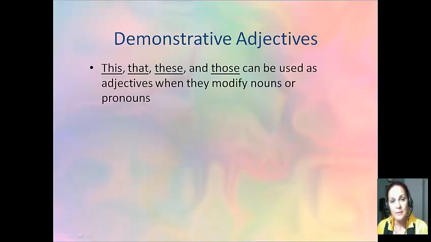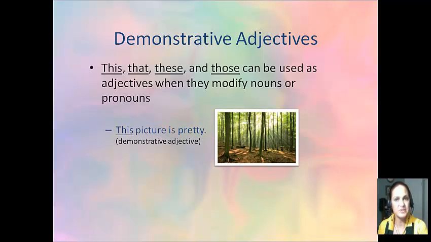So your job is going to be to analyze the sentences, to look at these terms and determine their function within the sentence. Are they functioning as pronouns? Are they functioning as adjectives? So let's look at this pair that I have to show you here. This picture is pretty. In our sentence here, the word this is functioning as an adjective modifying the noun picture, and it's telling which one. So in this example, this is a demonstrative adjective.